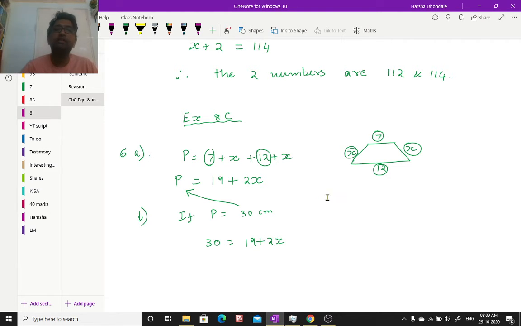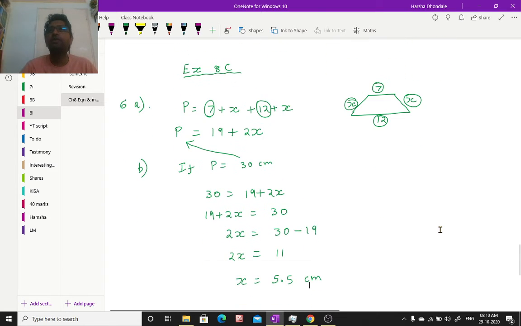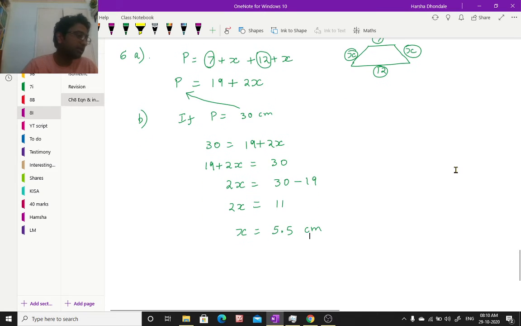Okay, and then I'll just interchange. 19 plus 2x is equal to 30. 2x is equal to 30 minus 19, and plus 19 goes to the other side, it becomes minus 19, and then 30 minus 19 gives me 11. So 2x is equal to 11, x is equal to 11 by 2, which is 5.5. 5.5 what? Kgs? No, 5.5 centimeters. So we found that x is equal to 5.5 centimeters. That's it.